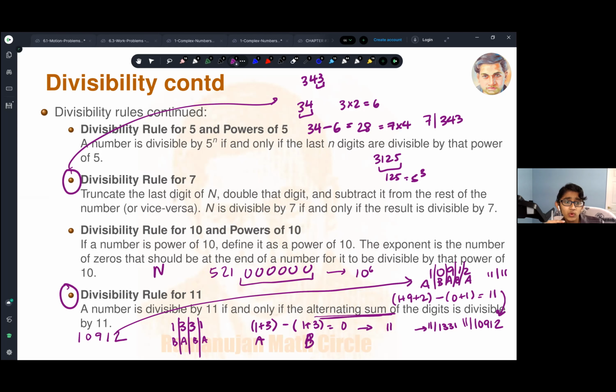So 7 is the harder one to do. Sometimes it's just easier to do the long division, divide by 7, and see if there's a remainder or not. We'll try it for the sake of trying it, but I personally stick with dividing by 7 most of the time because it's just quicker to do.